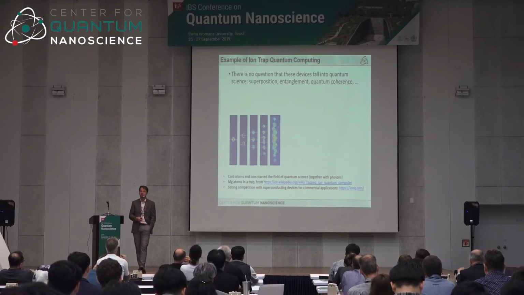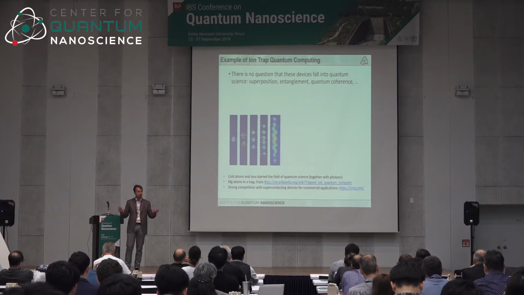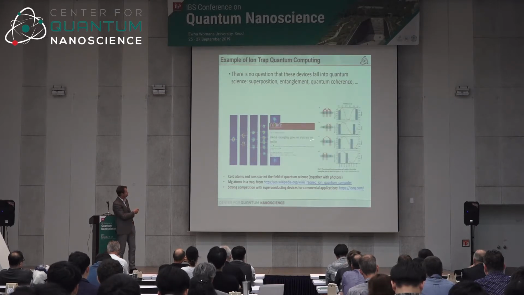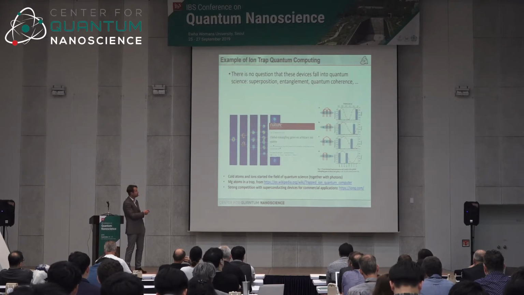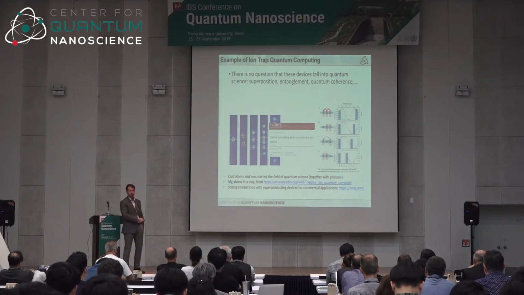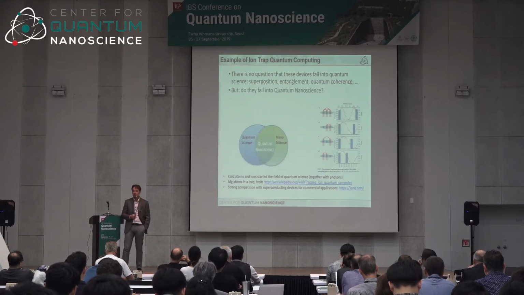Let me give you another example. Ion trap systems. So here's taken from Wikipedia, magnesium atoms in an ion trap. There is no question that this stuff is quantum. This is really one of the beginning fields that started this whole quantum research, and there's a Nobel Prize given for it for its quantumness. For example, you can do global entangling gates here for 3 of these qubits or these ions. So here is a GHZ state entangling all 3 of them together, or you can choose to entangle 2 of them together. There's no question that they have an incredible amount of control over the quantum behavior, superposition, entanglement, and quantum coherence. But do they fall into quantum nanoscience?